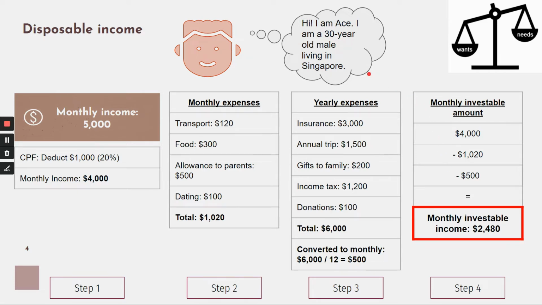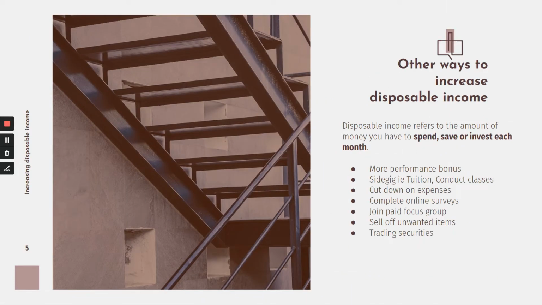So what we covered just now are just the common salary and annual bonuses that we can have. However, there are still other ways that you can look to increase your disposable income. For example, you can work harder to get more performance bonus. You can perform certain side gigs like tuition and classes for children. You can aim to cut down your expenses by using certain coupons or promotions.